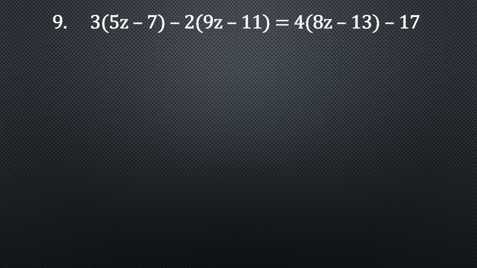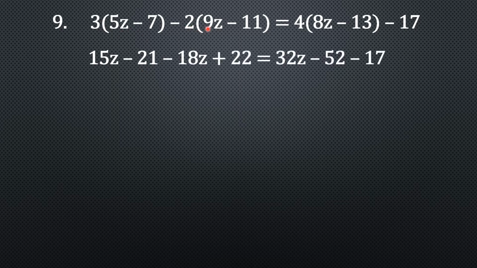Question number 9: we have 3(5z minus 7) minus 2(9z minus 11) equals 4(8z minus 13) minus 17. Again, first we will open all the brackets on both sides. We get 3 into 5, that is 15z, minus 3 into 7, 21, minus 2 into 9, 18z. This minus and minus will become plus 22, equals 4 into 8, 32z, minus 4 into 13, 52, minus 17.